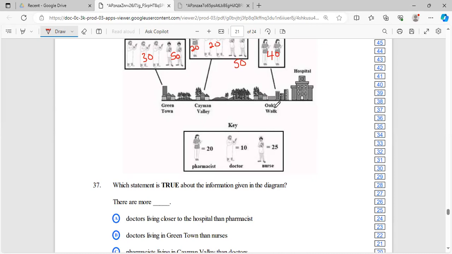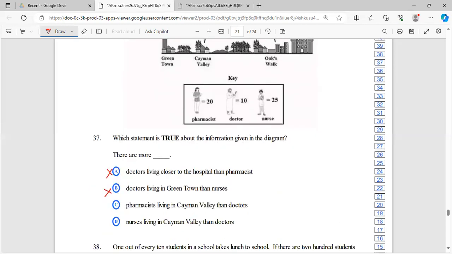No, that's wrong. More pharmacists, which is 40. Alright. There are more doctors living in Greentown than nurses. That is incorrect. Greentown has 30 doctors and 50 nurses, so eliminate that. So again, it comes down to 2, just by reading, guys.